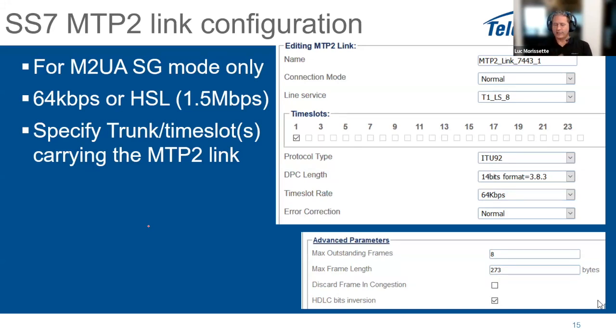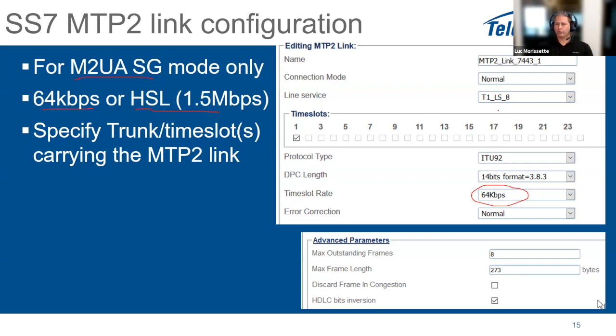So if I get into the configuration of such a system, you have your MTP2 links, which you will need to configure only if you're using M2UA signaling gateway mode. You need to specify the rate here. So you have here 64 kilobit or 56 kilobit per second, or we have a special mode of high-speed link where then it's the full T1 or E1 that is used for carrying the traffic.